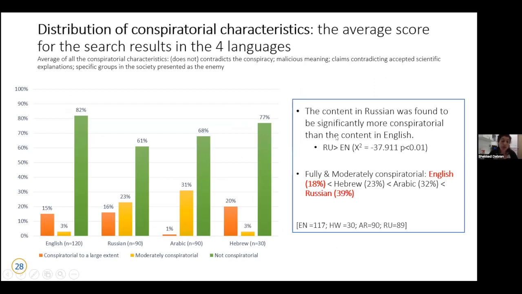What we found is that the content in Russian was significantly more conspiratorial than the content in English. We can see that almost 40% of the content in Russian was conspiratorial to a large extent or moderately conspiratorial, compared to only 18% in English.